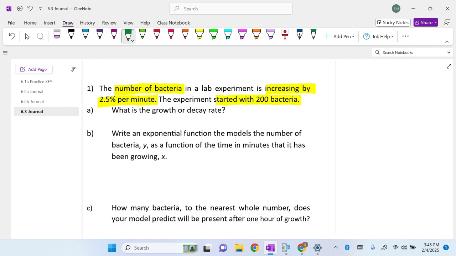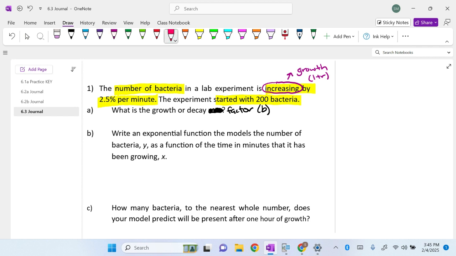So first off, we need to figure out if this is a growth or decay. And by the way, this is not the rate. We want the factor. So again, this would be our B value. We can figure that out by this word right here, increasing. Since it says increasing, that implies growth, which means we're using the 1 plus R.